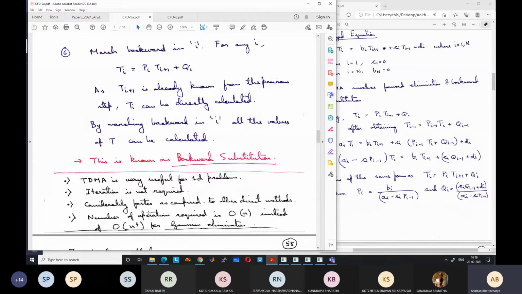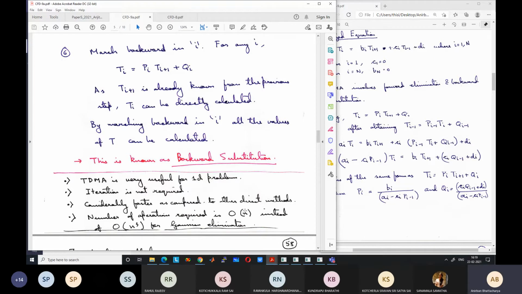So 1000 times. So for 100 grid points, if both methods take 1 minute, for 1000 grid points, one method will take 10 minutes, another method will take 1000 minutes. Okay, you can imagine the discrepancy in time required for a large number of grid points. So it is not possible to use Gaussian elimination for a large number of grid points. So that's why TDMA is very useful.